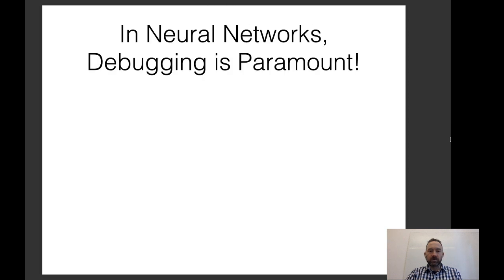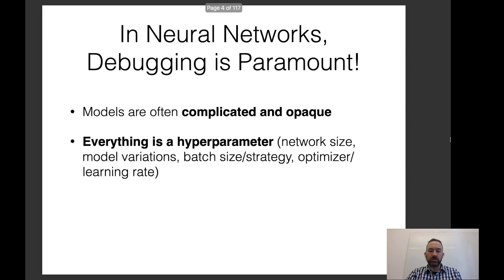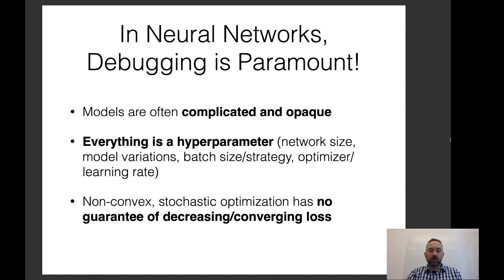So in neural networks, debugging is paramount. Models are often complicated and opaque. Everything is a hyperparameter, including your network size, model variations, batch size or training strategy, optimizer, or learning rate. And each of these can have a big effect on your final result. Also, non-convex stochastic optimization has no guarantee of decreasing or converging loss.